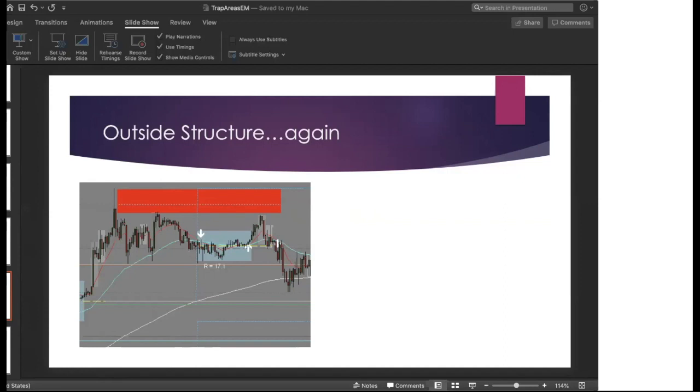Okay, here's an outside structure here, as you can see. This is on the hourly chart. You can see prices accumulated here.